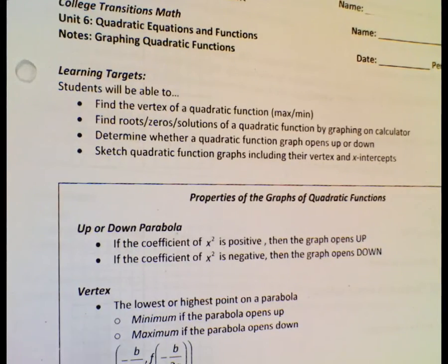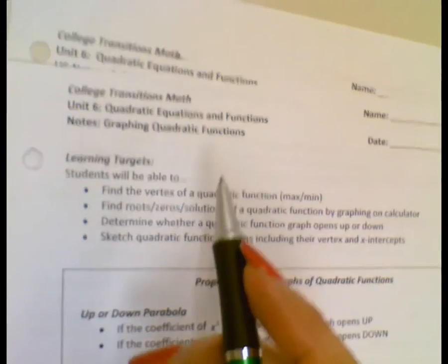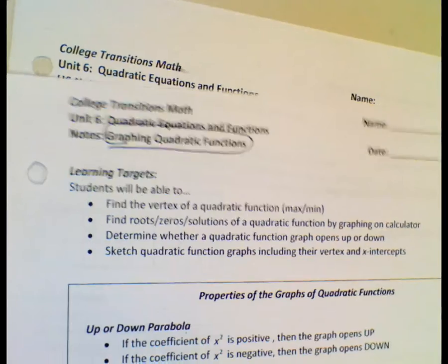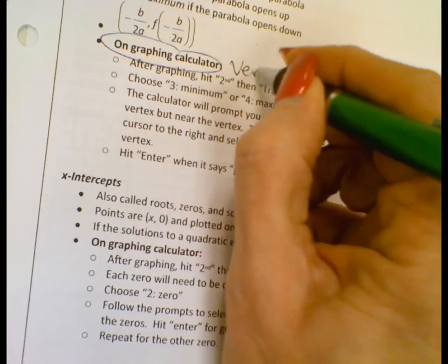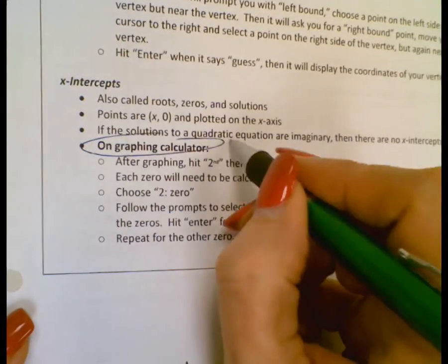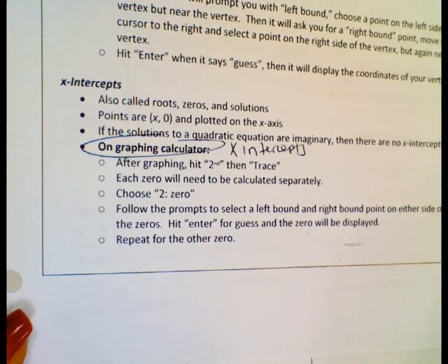Okay, for those people that were not here last Friday for the notes, this is graphing quadratic functions using your graphing calculator. These are very short notes. There are some directions on the front. It says right here how to find the vertex, so we'll go over that. And then these are the graphing calculator instructions on how to find the x-intercepts. I'll be saying it, but if you need help, you can refer to the front page.